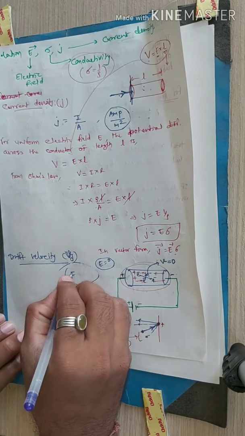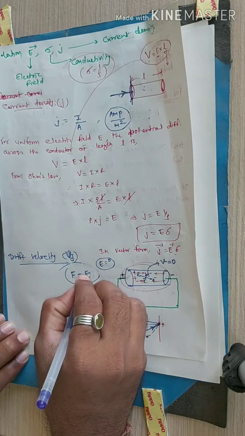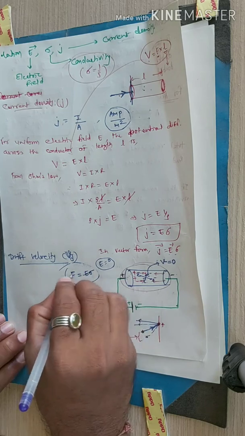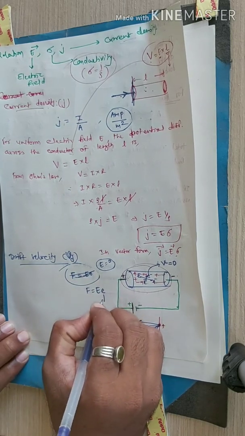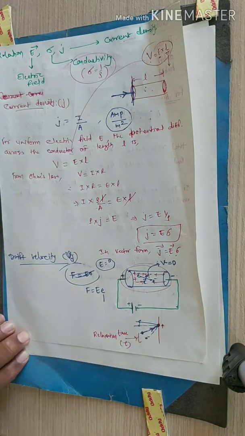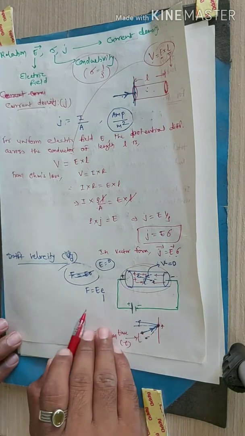And in this drift velocity concept, we'll use one equation from the first chapter. F is equal to E into small e, where small e is the charge of the electron and capital E is the electric field. So this is the electric force F.